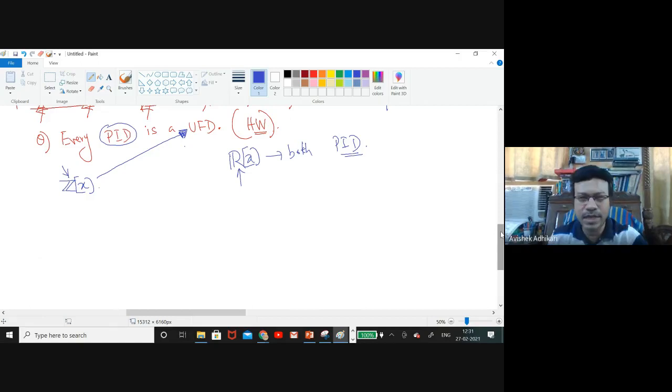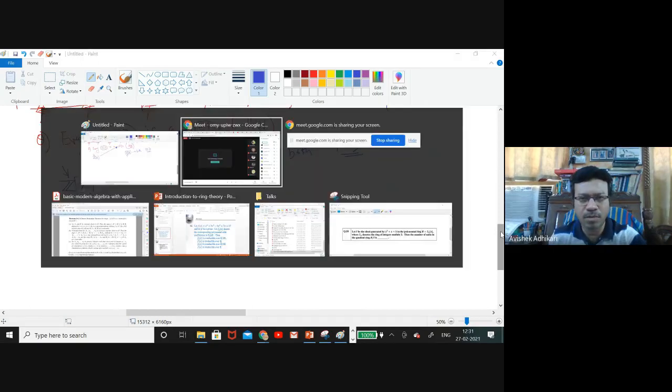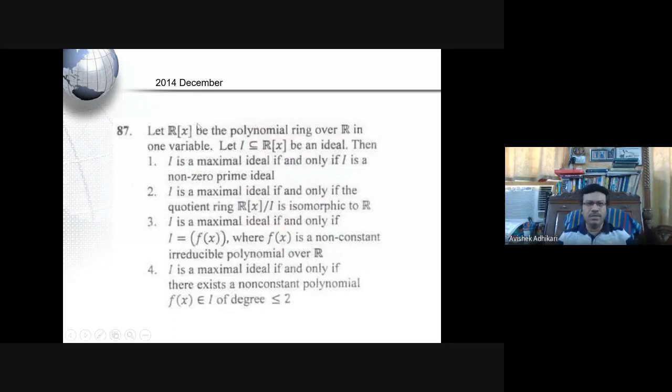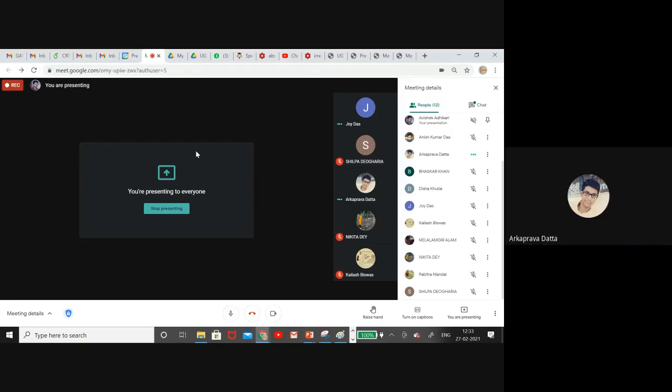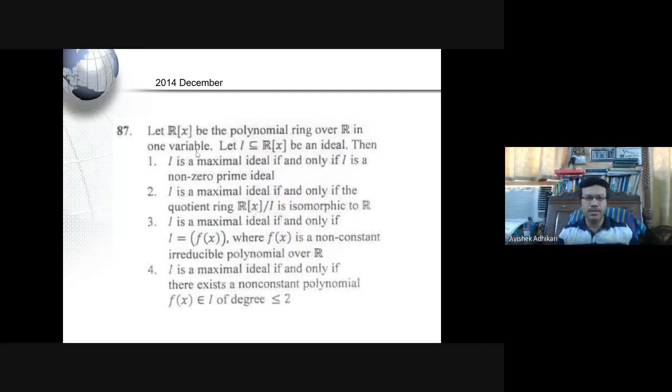Now let us directly come to a few of the interesting problems that we have. This one came in December 2014. Can you please tell me what would be the answer? It would be a multiple correct choice, which means you might have more than one solution. Can anybody tell me the solution? Which one: 1, 2, 3, 4, or any combination of 1, 2, 3, 4? Okay, Orko Provo. Yes, sir. Please tell me.